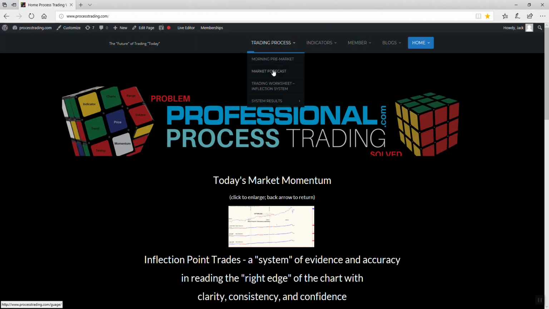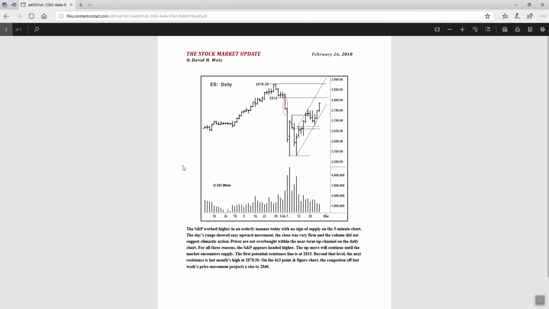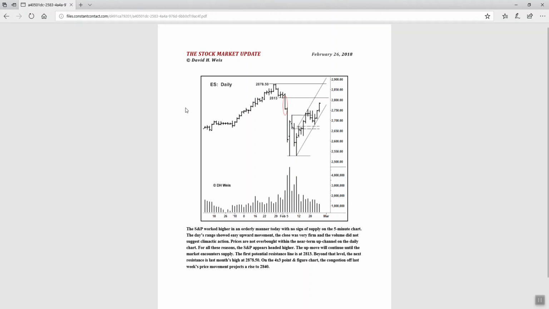I will also take a look at the forecast, and that's right here. Okay, and it's by David Weiss, Stock Market Update, and it is telling us what the expectations are for today, what he thought of the price movement, and some price targets. So that's a good idea to have in mind.